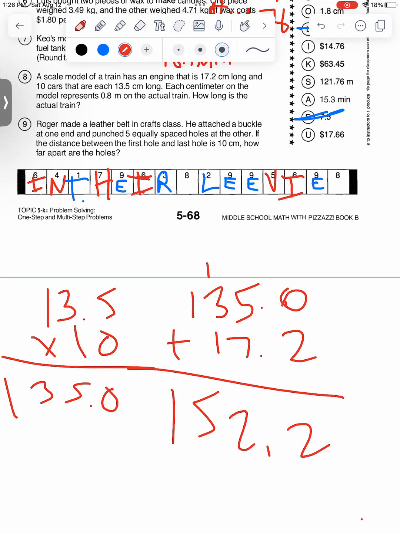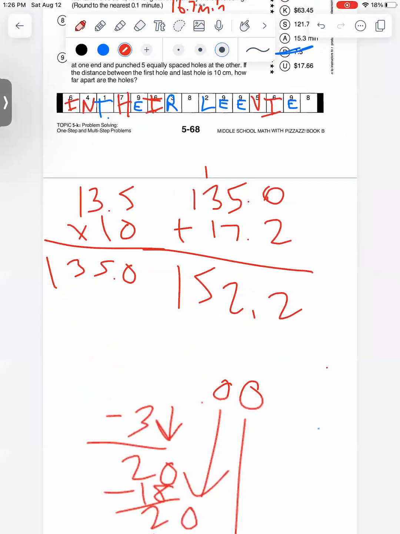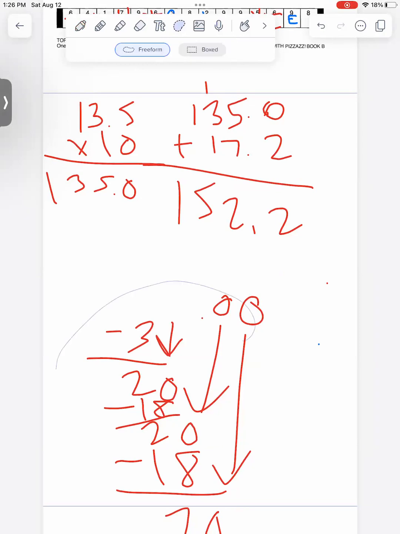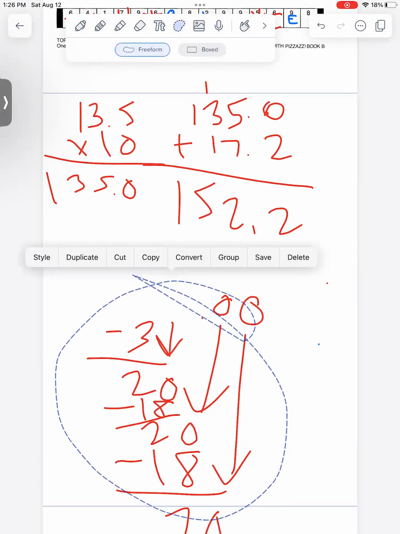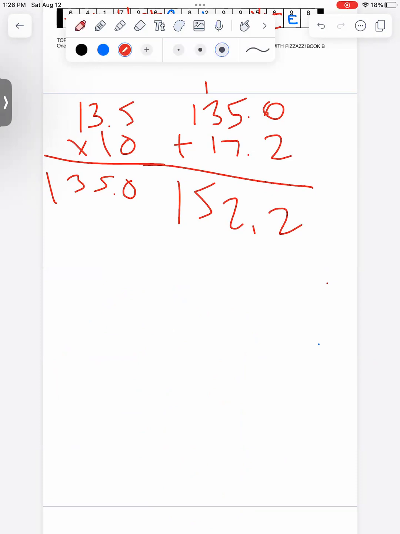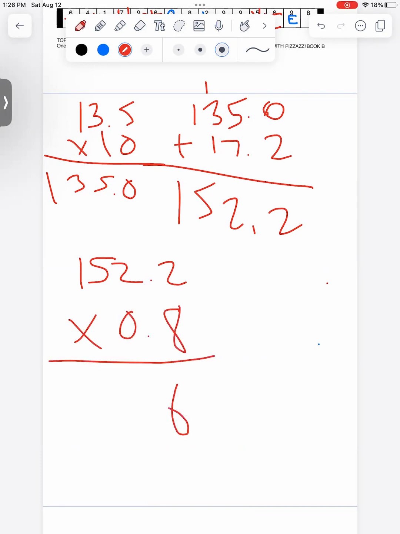All right, so now what we got to do here is that each centimeter on the model represents 0.8 meters on the actual train. So we're actually going to take our length of our model here, and we're going to multiply it times 0.8. All right, so 2 times 8 is 16. 17 there, 40, 41 there. 8 times 1 is 8, 4 is 12. 2 decimal places in the problem, so 1, 2 in the answer.